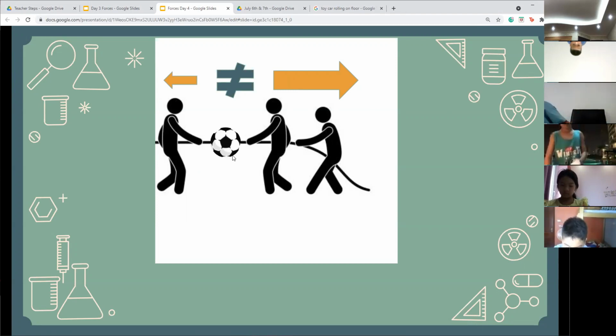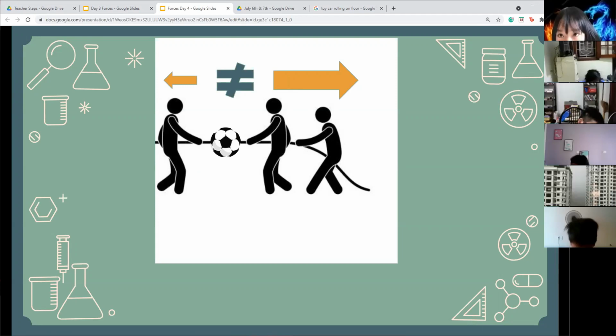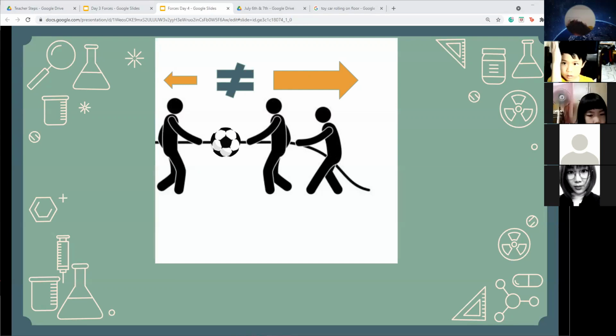So if I have a football on the rope, which direction will this ball go? Let's have Tony. Which direction will the football go? The football will go to the right. Yeah, it's going to have a direction to the right. Its motion is going to be on the right.